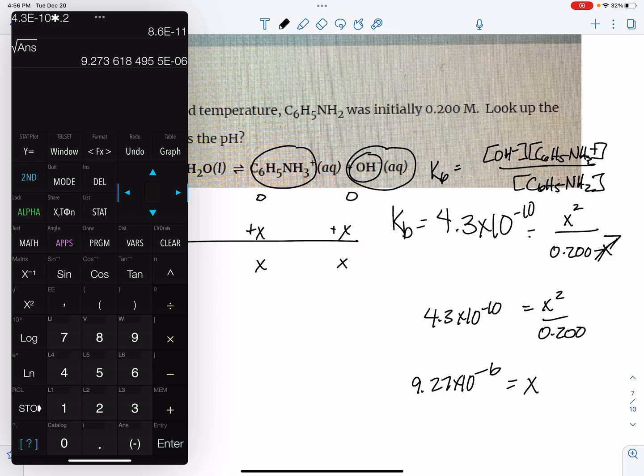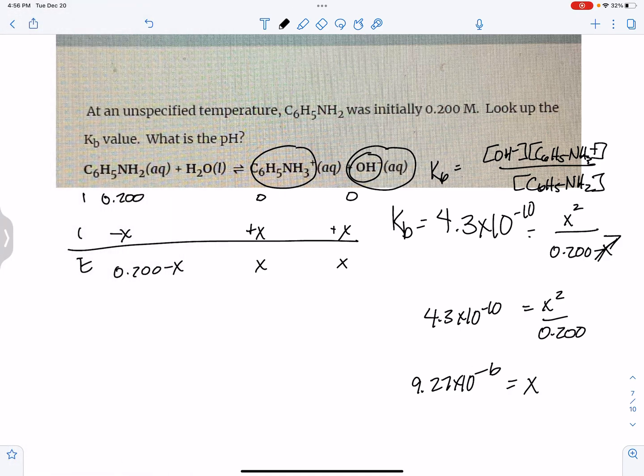Do a quick check to make sure it's less than 5%. So I'm going to divide it by 0.2 and then times 100. Yeah, that's less than 5%, so I'm good. All right, so back to the problem. What it wants me to figure out is the pH. So right now, what I have is this number, which is equal to my OH.